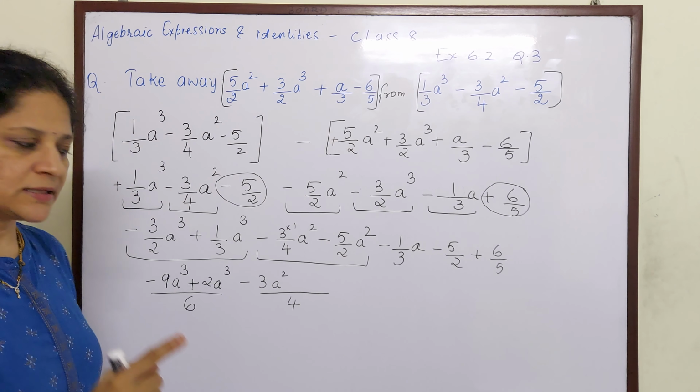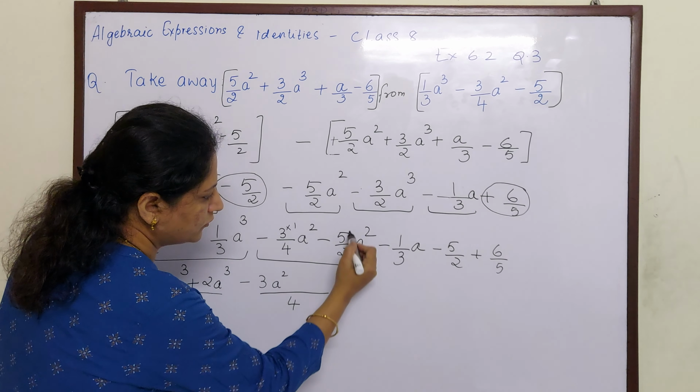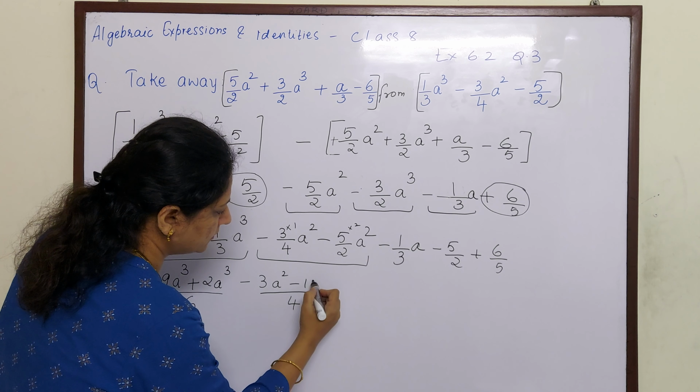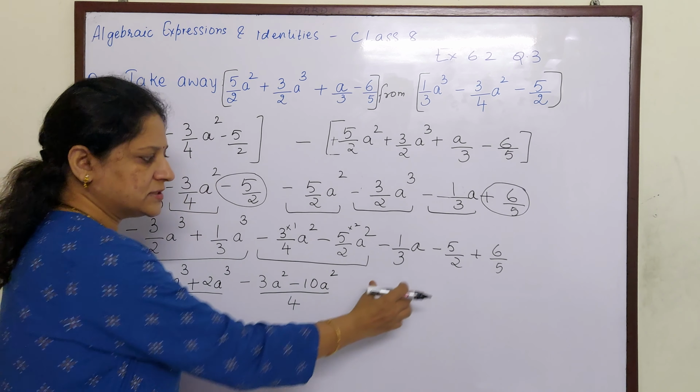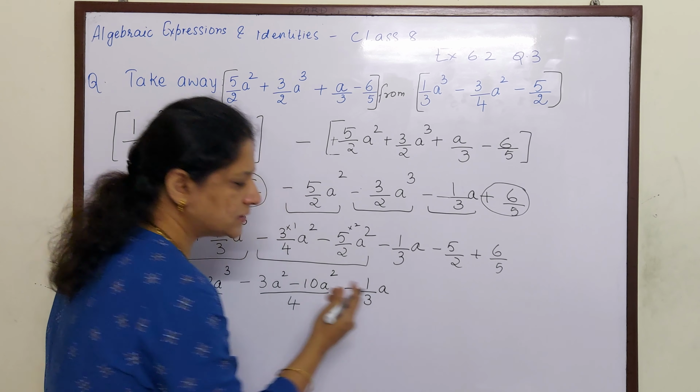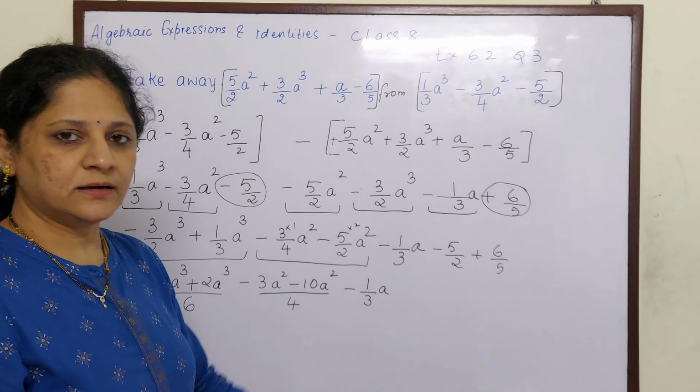You have to multiply the signs also. 2 2s are 4. So 5 2s are 10. So minus 5 into 2, 10 a square. Now this is standing alone. You cannot do anything. We have to keep it like this. We cannot subtract or add it with any other terms.